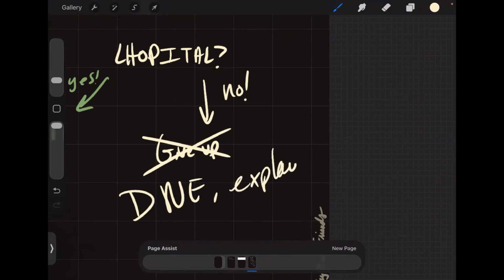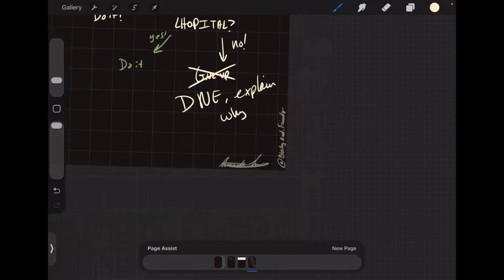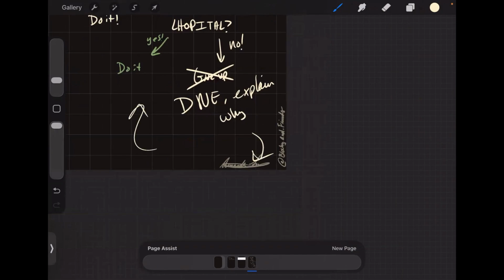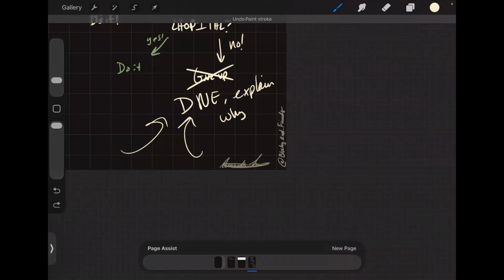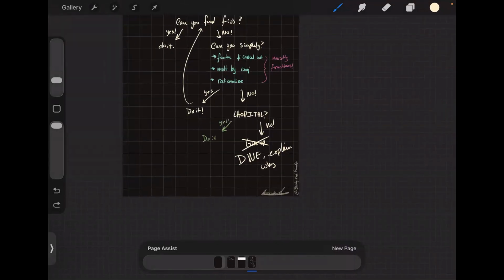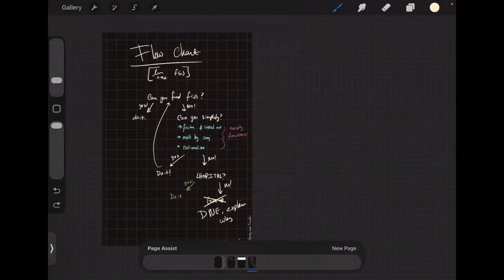Explain why. Like, do the ends go up funny? Do they both go up to positive infinity or negative infinity? Stuff like that. Okay, that's it. That's the flowchart.